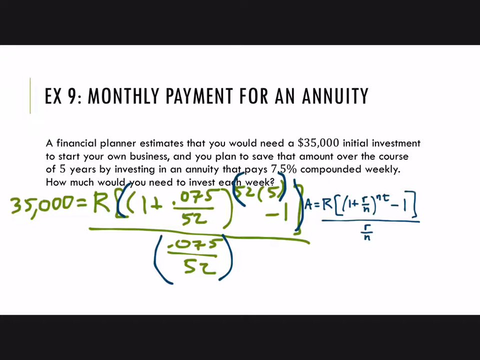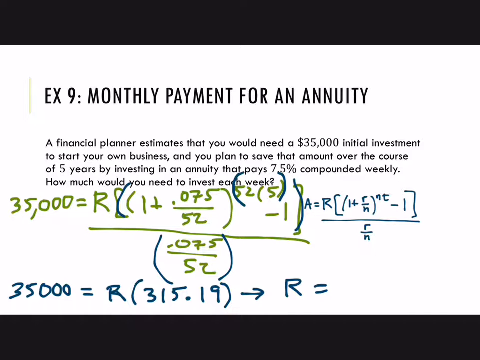Okay, so if you work out the right-hand side, everything except for R, then I'm getting 315.19, and I'm going to round to 2 decimal places. Alright, so try it out, see if you get that amount. And then when you divide both sides by 315.19, I'm getting the regular payment to be 111.04.